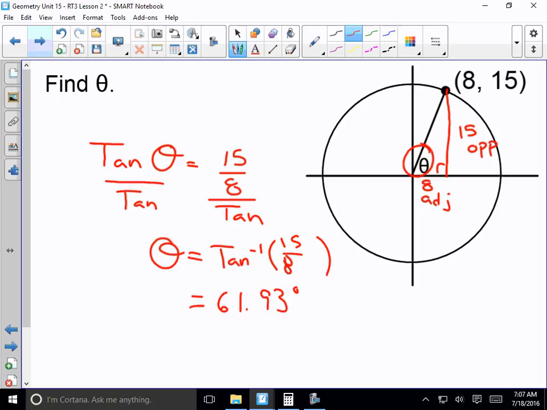That is how we use trig ratios, sine, cosine, tangent, to find angle measures when we have the side lengths to complete the trig ratio.